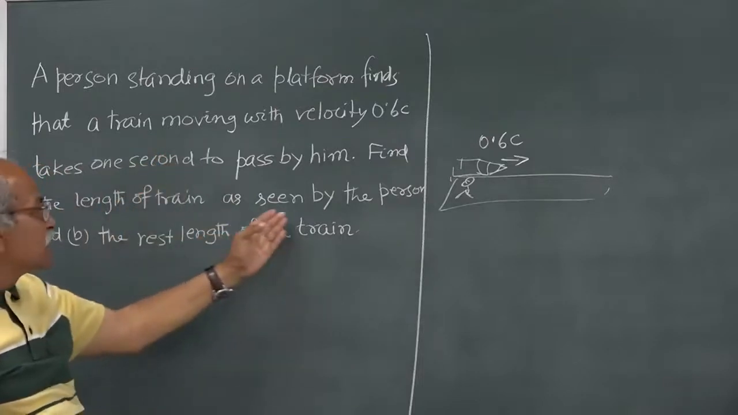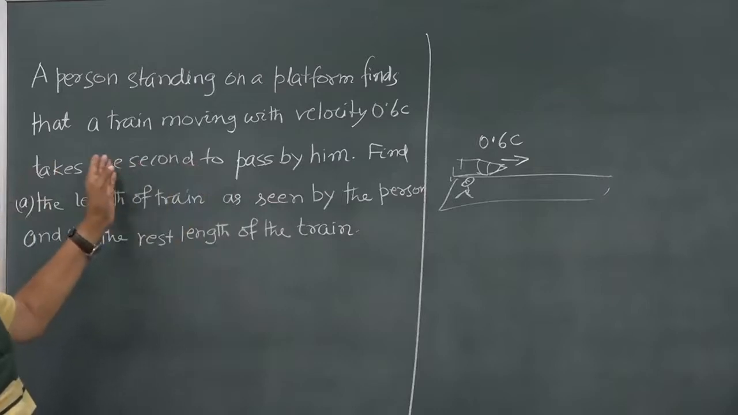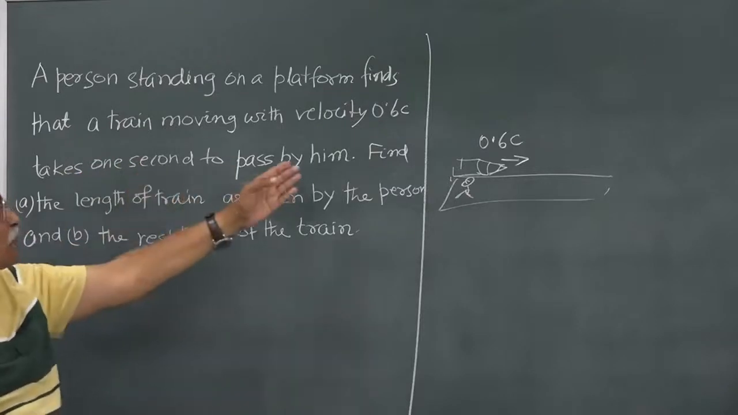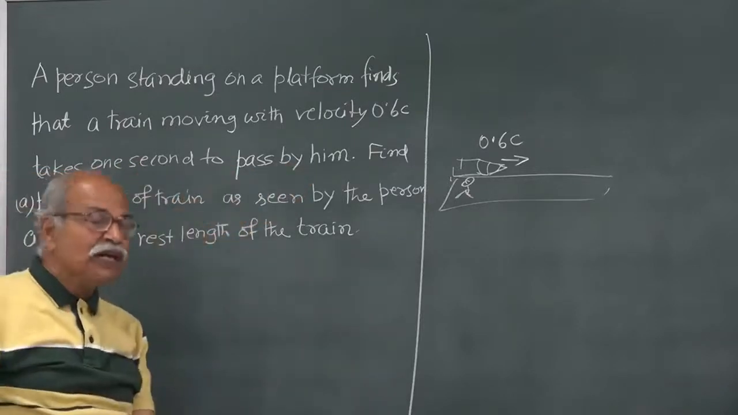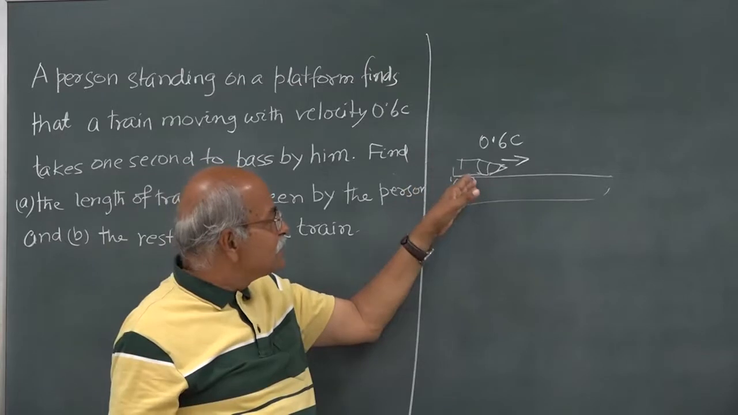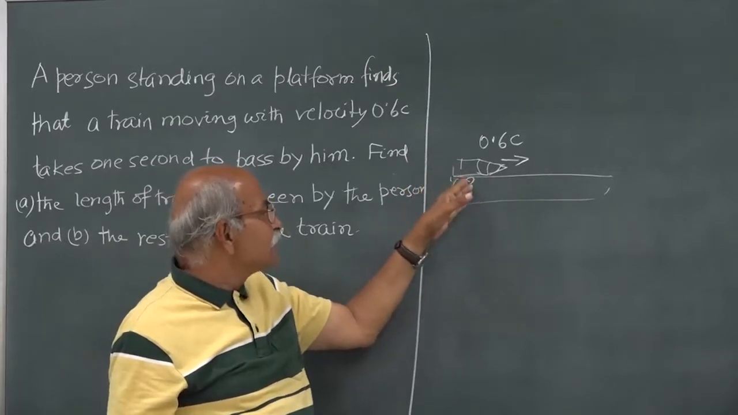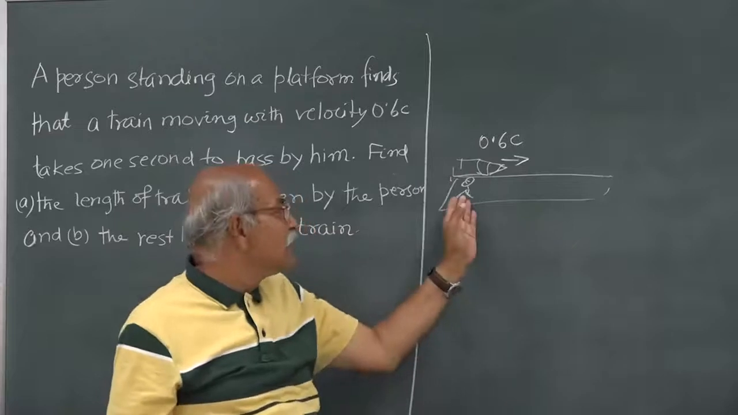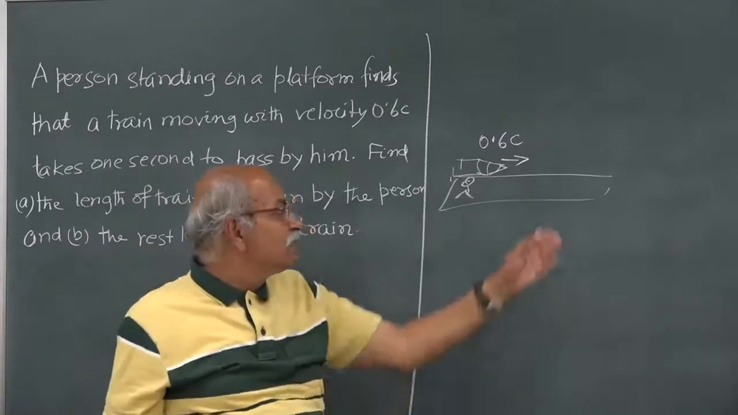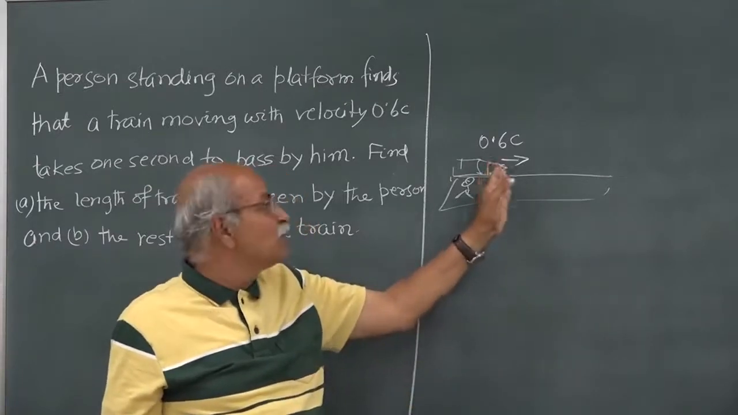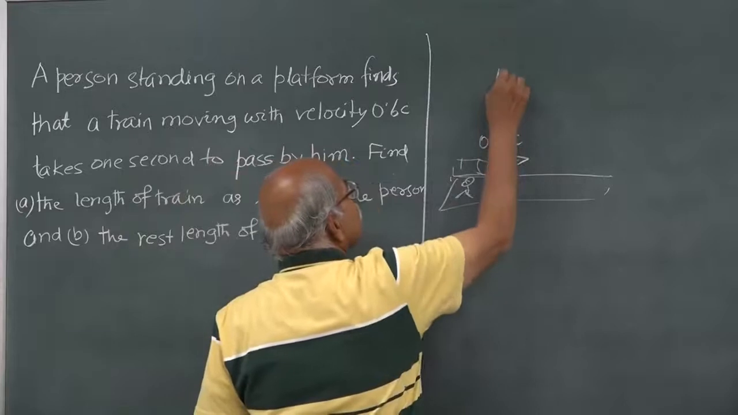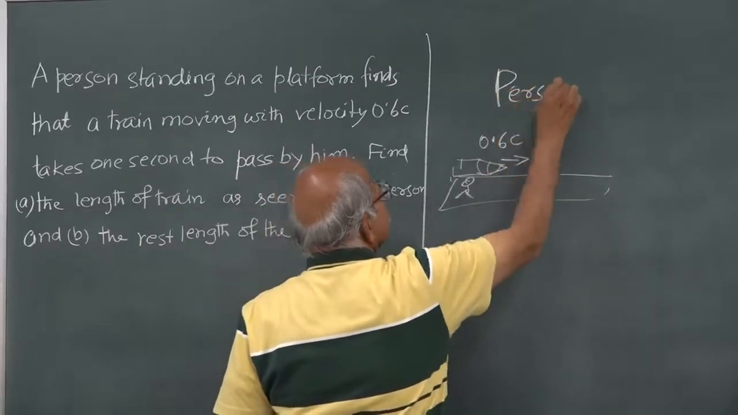Find the length of the train as seen by the person, and the person finds that the train takes 1 second to pass by him. That means the engine is here, and then the last coach, the rear end, is here. So, the train has passed by him and it takes 1 second. So, how much has the engine moved in 1 second? It has moved at this speed. So, this is for that platform, this is for the person's frame.